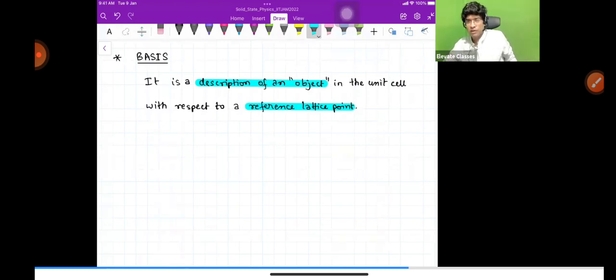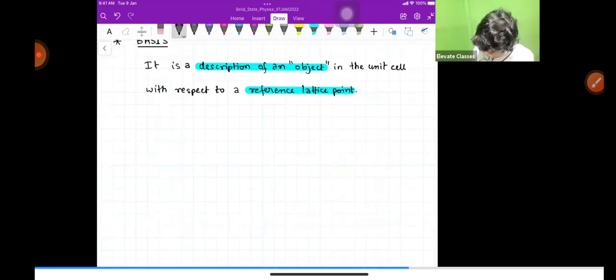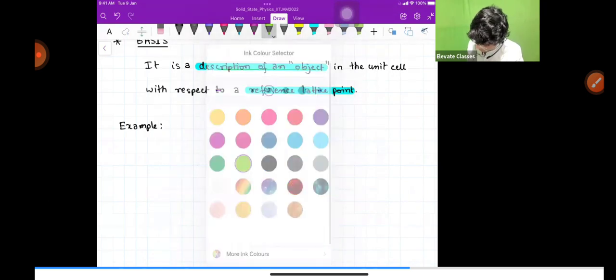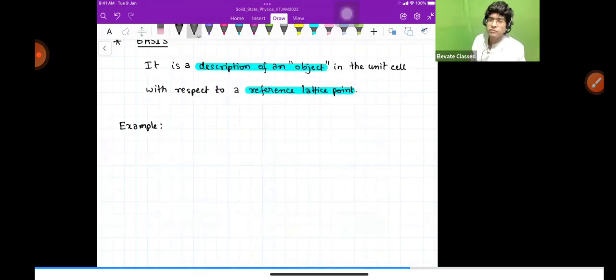So I'll give you an example, to help you understand better. So let's take a lattice which looks like this. So we have a lattice like this.